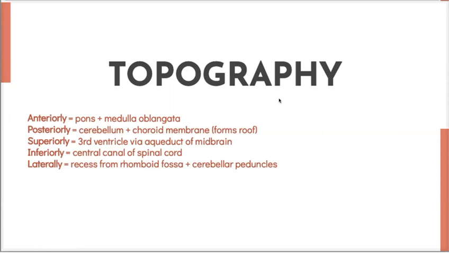Superiorly, we have the third ventricle via the aqueduct of the midbrain. Inferiorly, we have the central canal of spinal cord, and finally, laterally on both sides, we have the recess from rhomboid fossa and the cerebellar peduncles. So again, it's a very tricky area to actually localize. You might see different structures for different borders in different sources. But I believe that if you mention these in this video, then you should be fine.